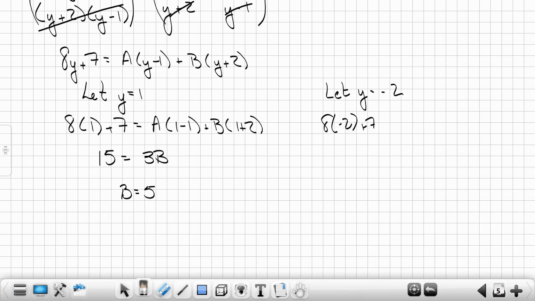All right. So I want to cancel out B, so I let y equal -2. I get 8 times -2 plus 7 equals A times -2 minus 1 plus B times -2 plus 2. So this is going to be 0, so this is going to cancel.